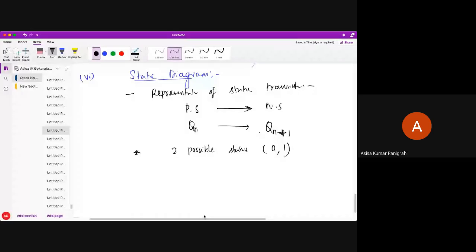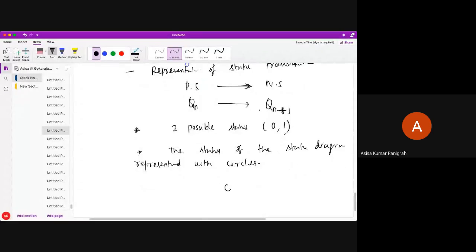The states of the state diagram are represented with circles. Do you all understand? How many states have I told you? First of all, 0 and 1. This is one state, this is another state of the flip-flop, each represented with a circle. These are called states.